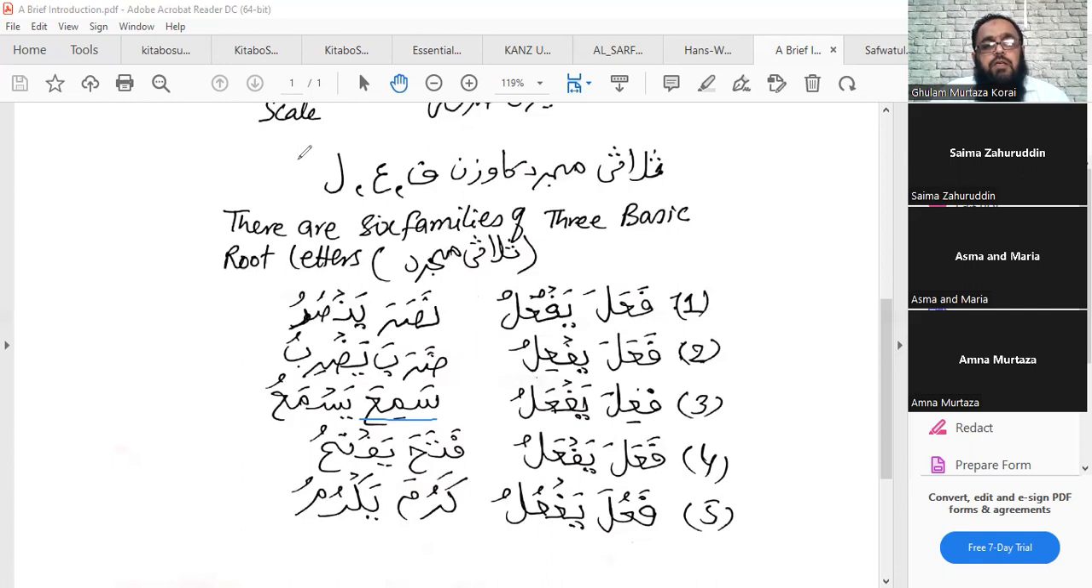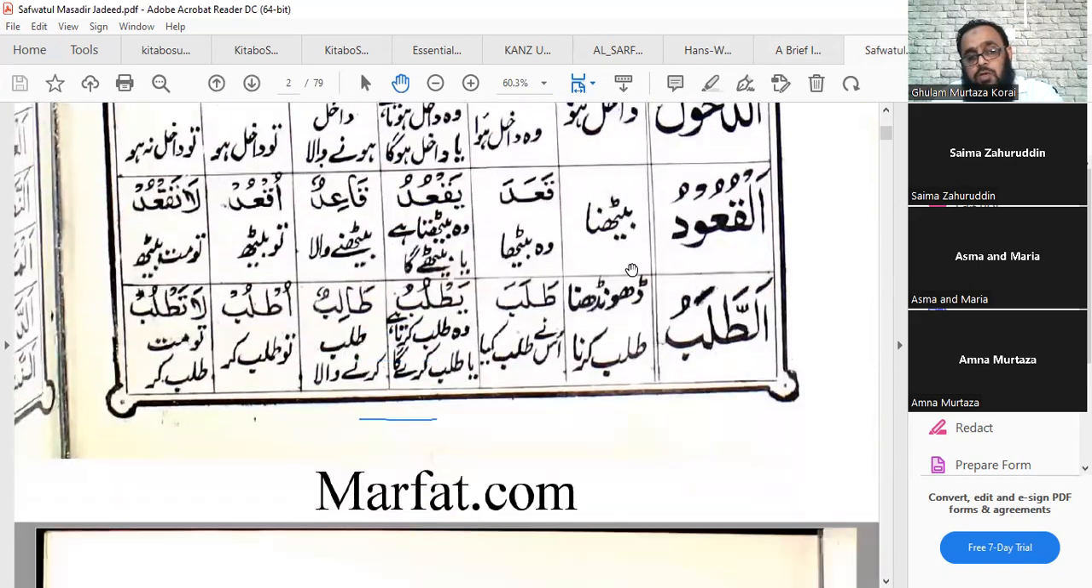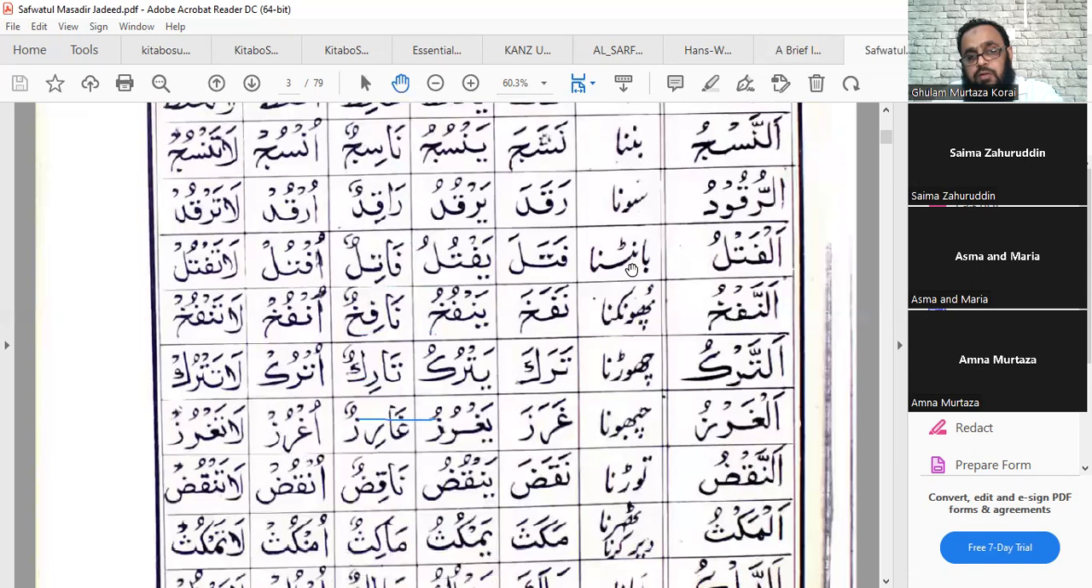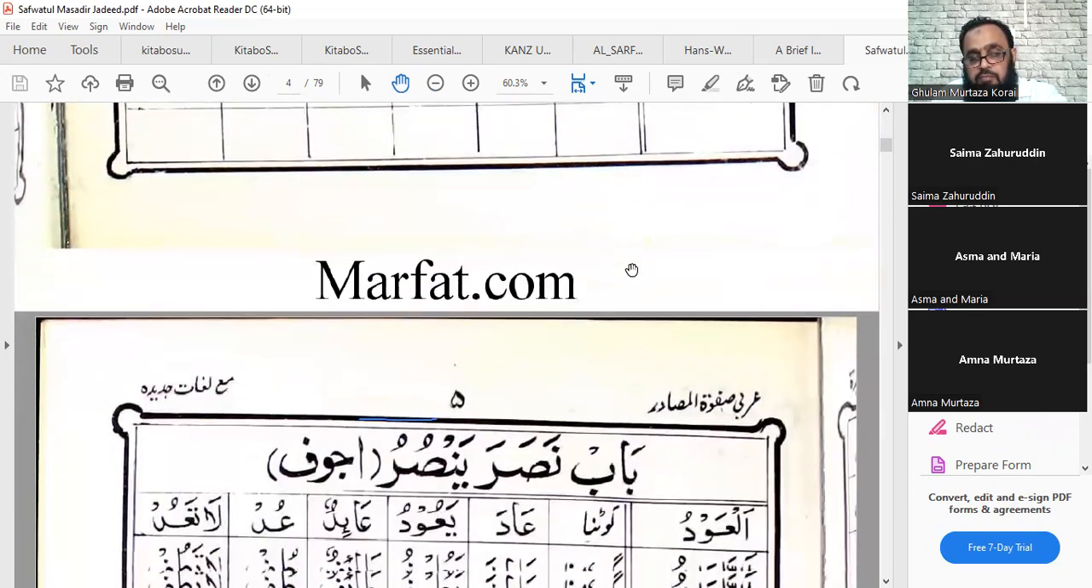Okay, now one question. Can we use Nasara Yansuru with other families as well? Nasara Yansuru is fa'ala yaf'ulu. I told you something about it, if you remember. Are you with me? I don't remember. I told you that all the families have different words, or different words belong to different families. Like Nasara Yansuru, I gave you an example from Safwatul Masadir that these words can only be used with Nasara Yansuru, not with another family. Now, do you remember? Okay. Different words belong to different families.